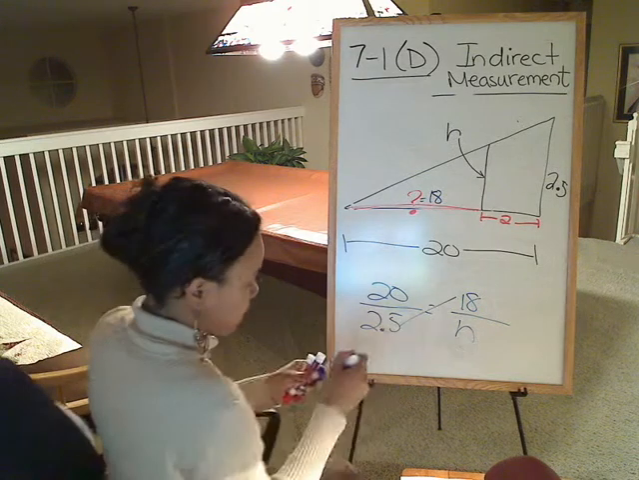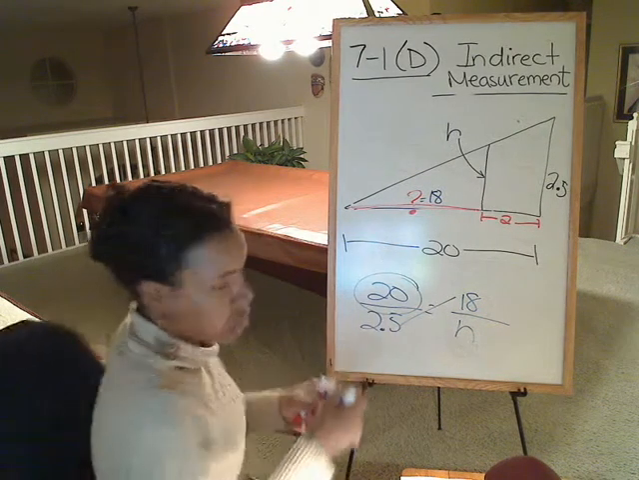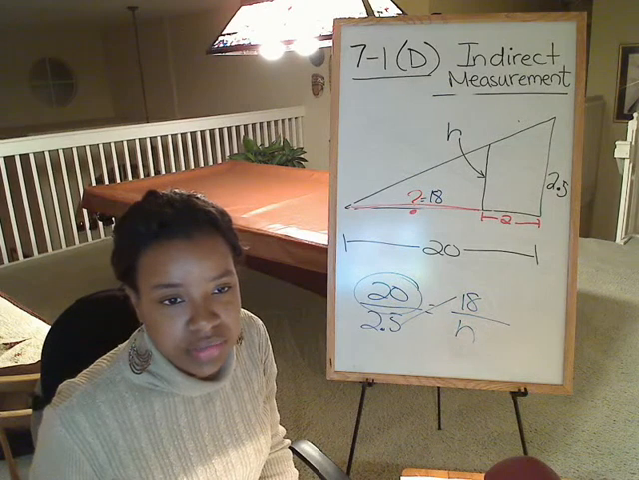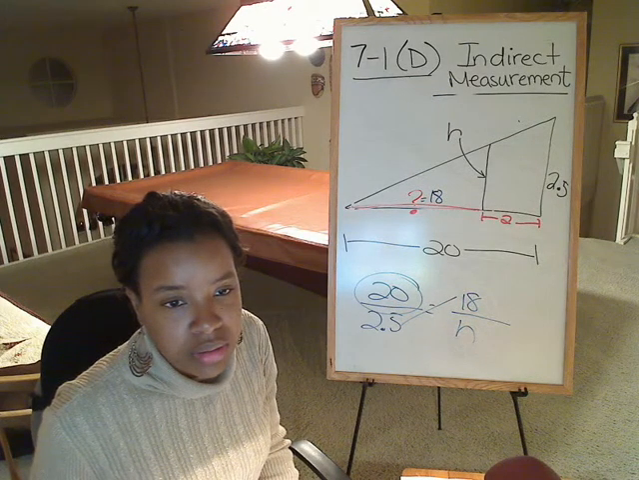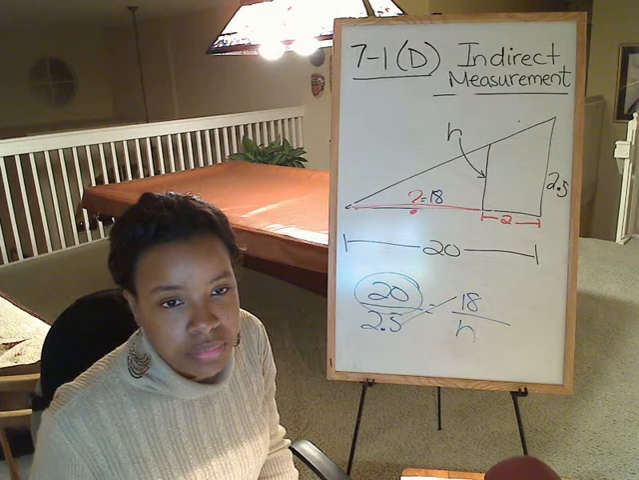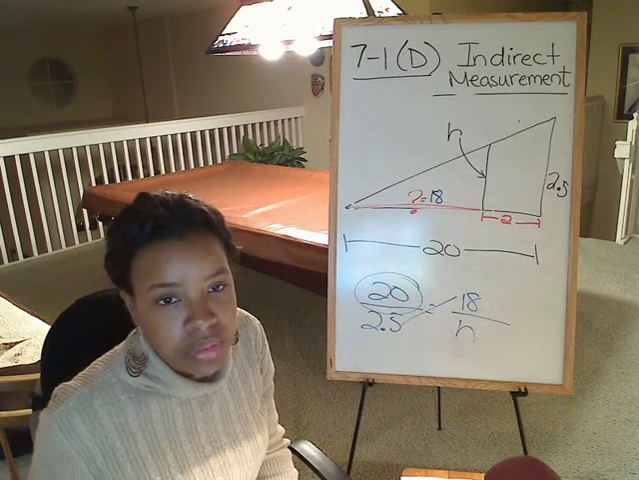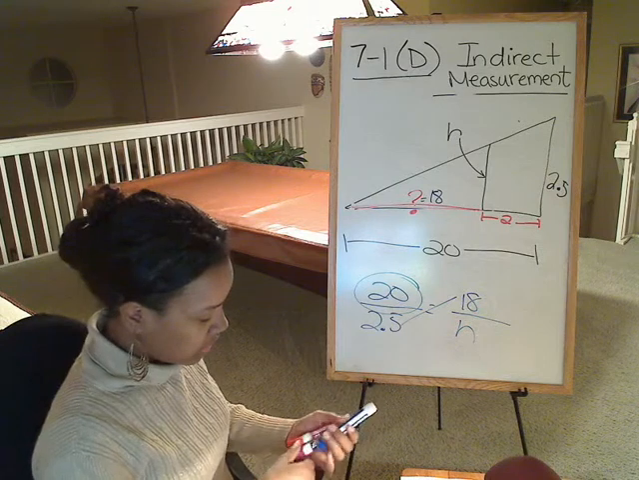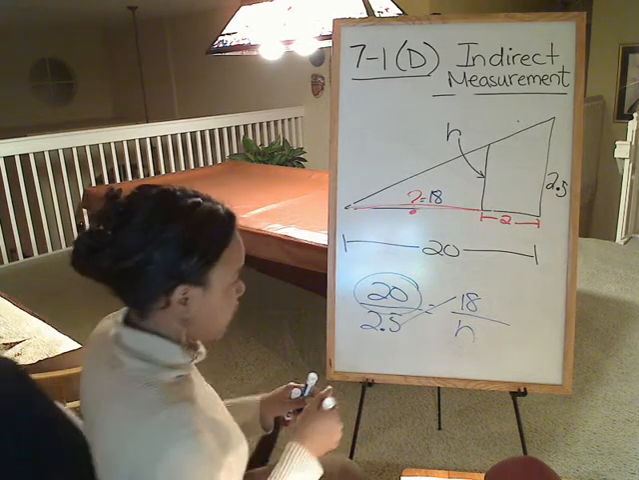So when I cross multiply 18 times 2.5 and then divide by 20, I get 2.25. Everything's ending in 2.25 today.